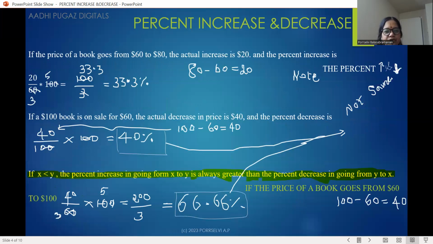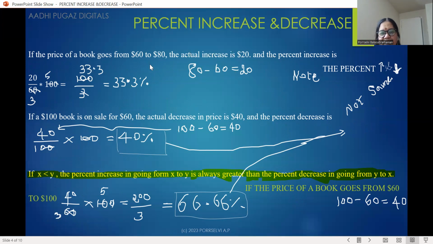This is the example question. If the price of a book goes from $60 to $80, the actual increase is $20, and we need to calculate by what percentage it increased. So how do you calculate the actual increased amount?